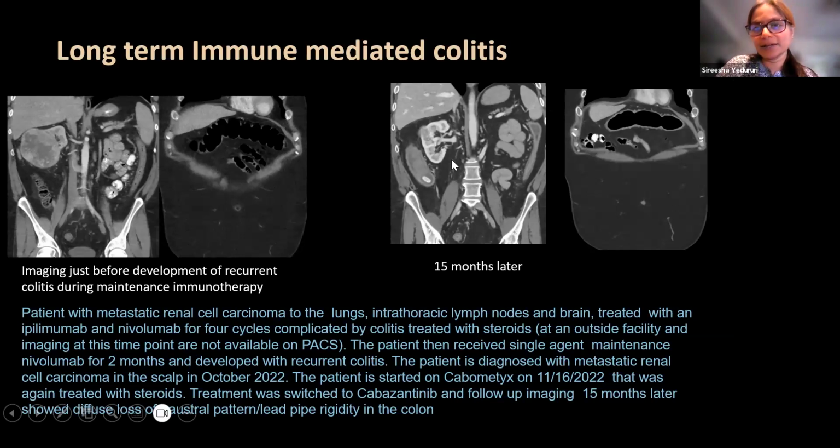So basically here what you're seeing is the long-term complication, diffuse lead pipe kind of rigidity, like there is loss of haustral pattern. How you see in ulcerative colitis, in the patients with long-term ulcerative colitis. So these are the findings that we are seeing here too, the haustral pattern is lost. It's like lead pipe. It's a straight tube compared to a curvy tube.